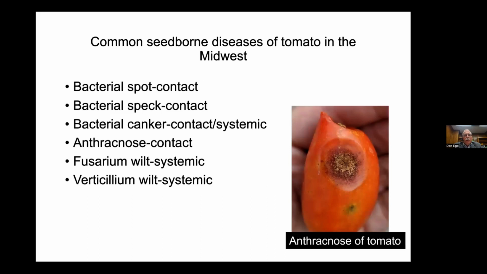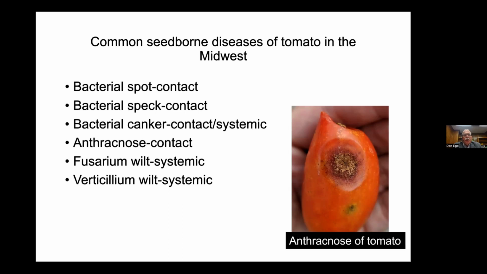Right here in this photo, this is anthracnose of tomato. And this is an example of, again, a pathogen on the outside with lesion outside. You can imagine if you split that open, how the fungus on the outside could contact the seeds and contaminate the seed. So what I've done here is listed some of the common diseases of the Midwest, and whether they're contact or systemic.